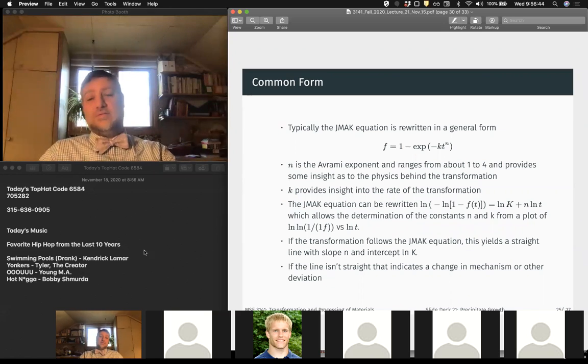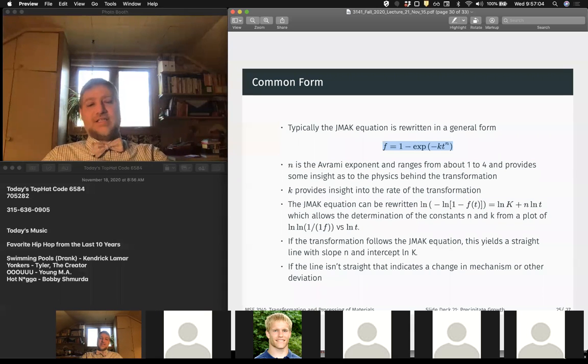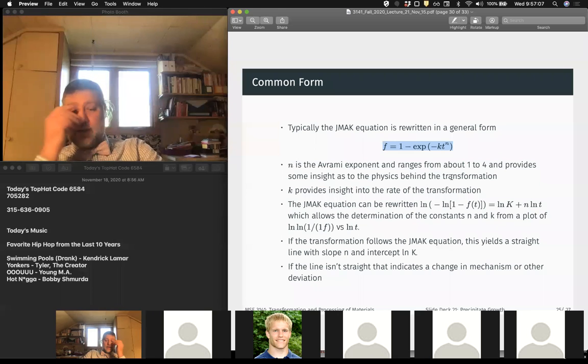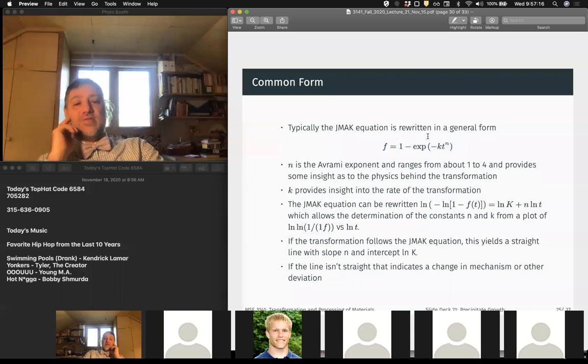I think it's fair to say that you'll see a question on the exam where you'll use this equation. More than likely, you'll see a question on the exam that relates to these bullet points that I'm going to talk about down here. So n is the exponent. K here provides insight into the rate of the transformation.